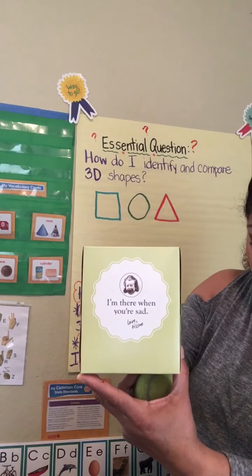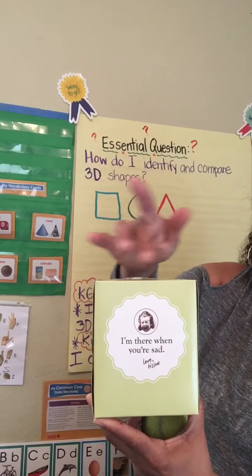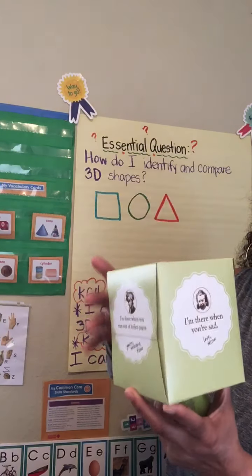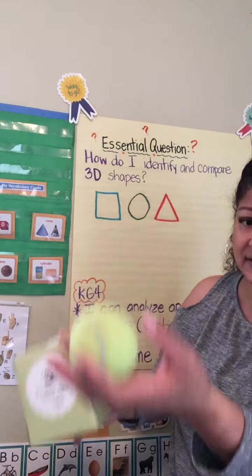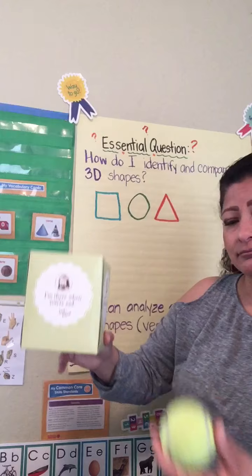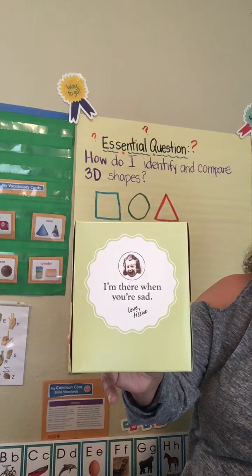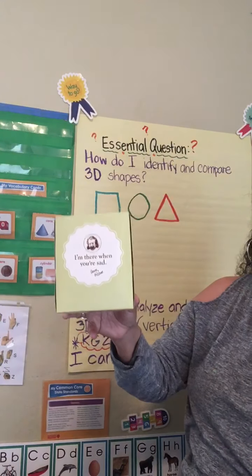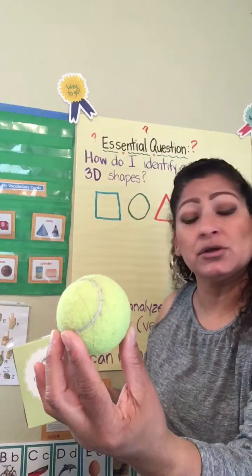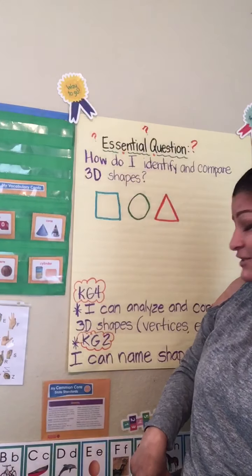I remember the cube has 8 vertices. I remember the sphere does not. I remember the cube has 12 edges. The sphere has no edges and no vertices. Good comparing, boys and girls. You're getting the essential question.